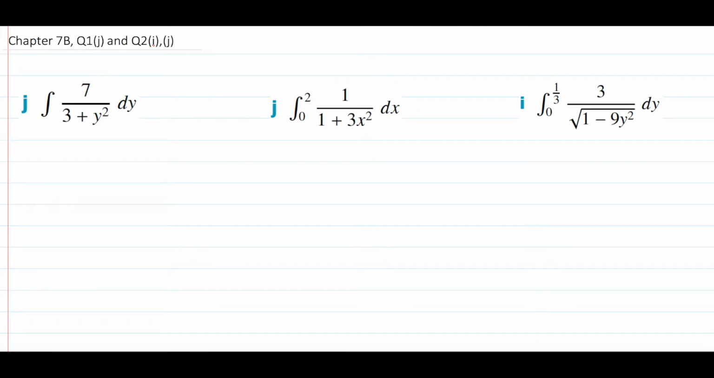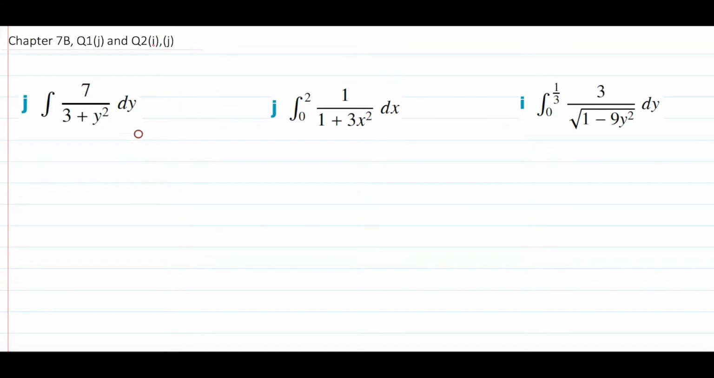Today we are doing a tutorial video on chapter 7b. We'll be doing question 1J and question 2I and J. So this is your integration using or involving inverse circular functions. Before you get baited, it's not the anti-deriving inverse circular functions. It's anti-deriving functions such as these, which might look familiar, and then you get inverse circular functions as your answer.